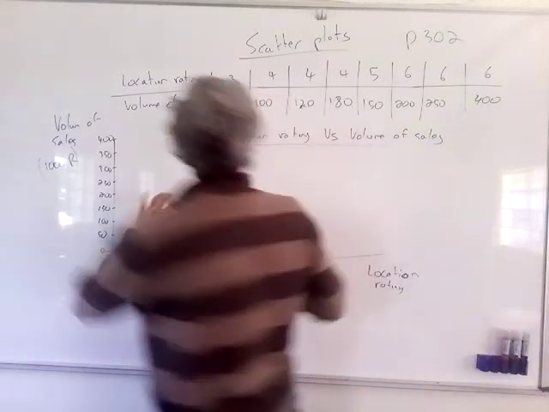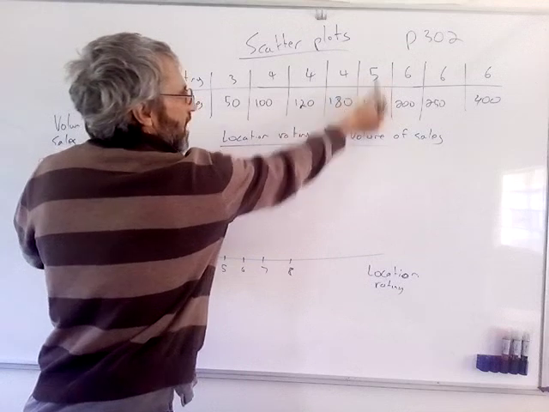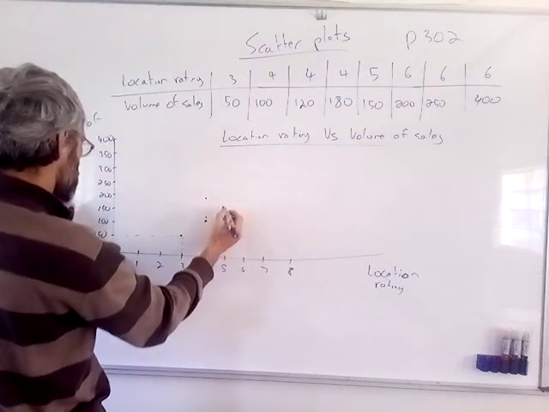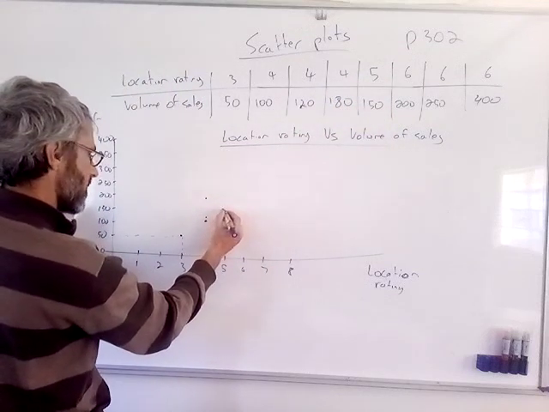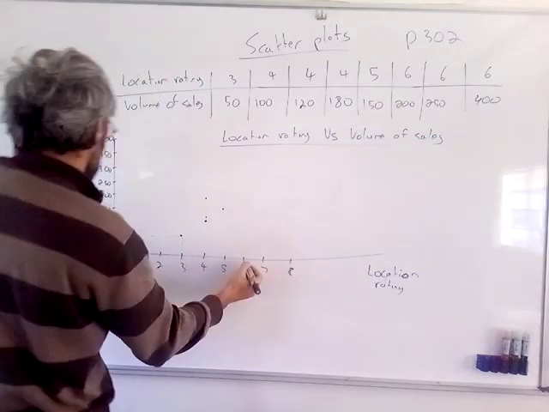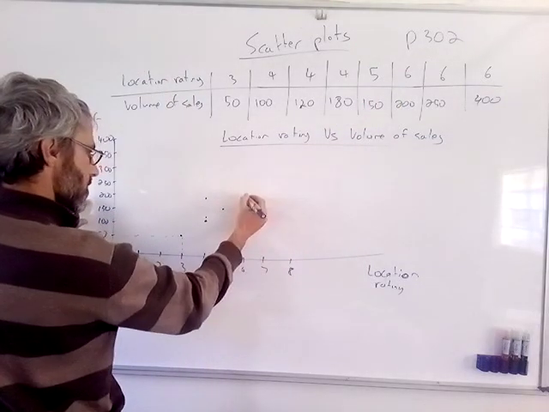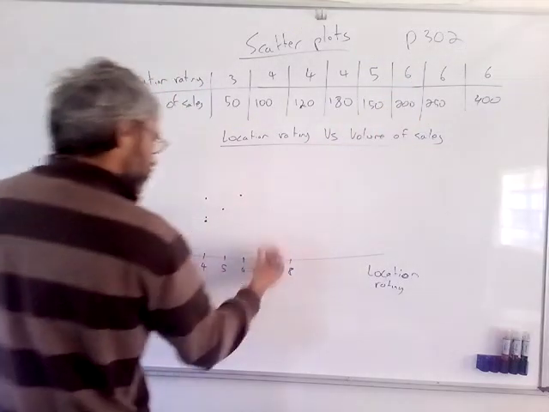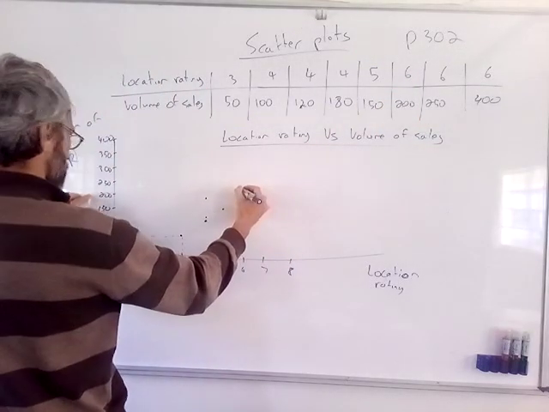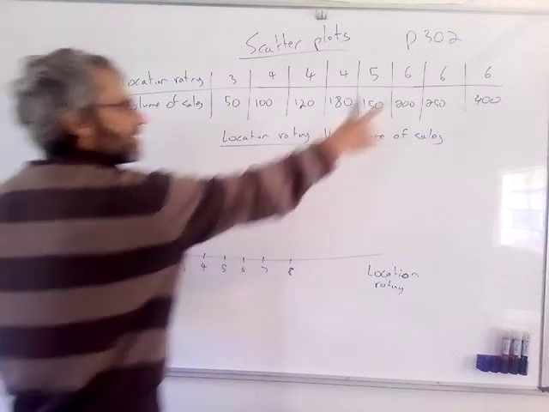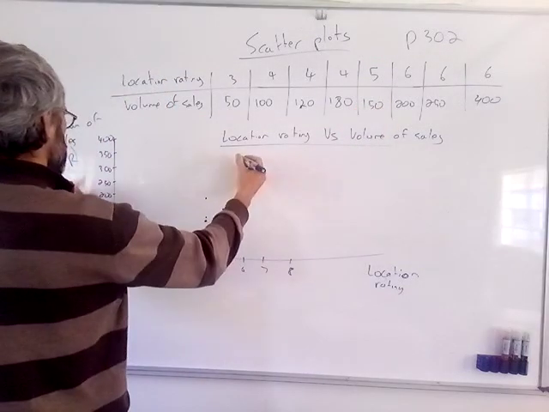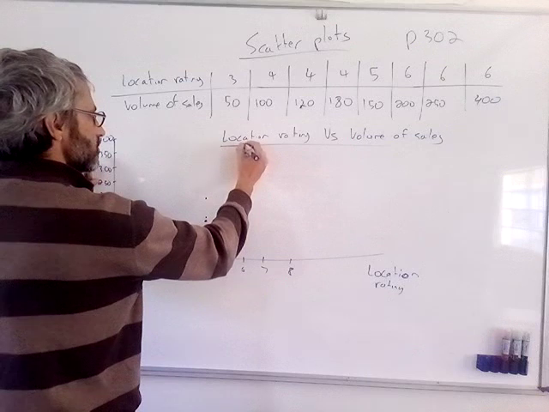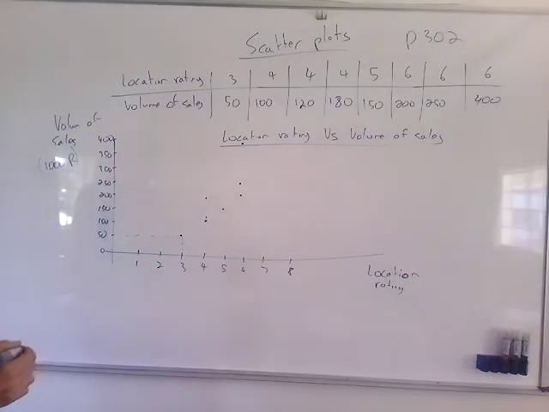I'm going to stand here and just start drawing in 5 and 150. 5 and 150 is going to be here. 6 and 200 is there. 6 and 250. So there's another one with 6, but now it's 250. 6 and 400. Another one, 6 with 400, over here.